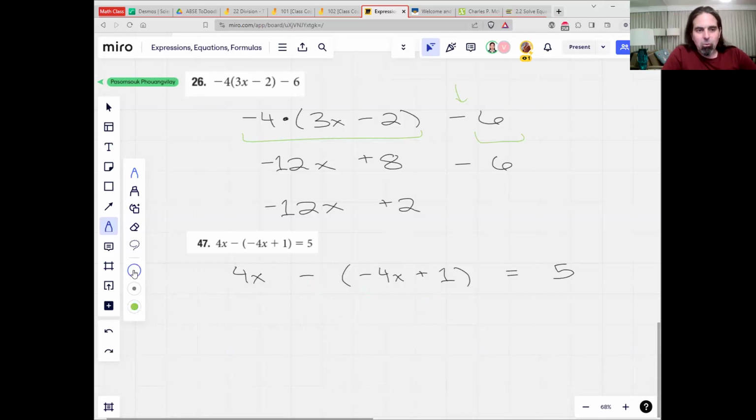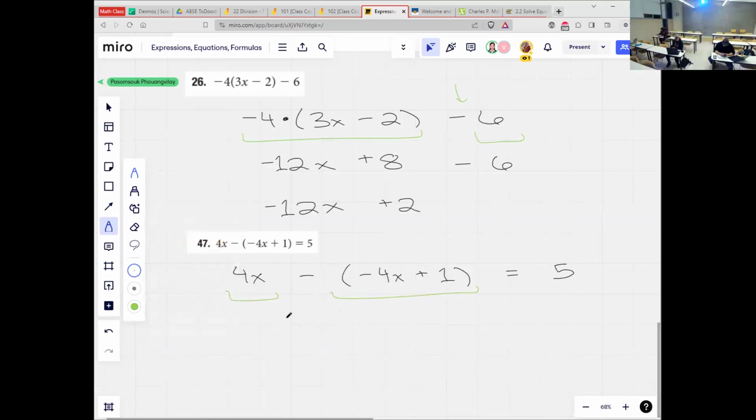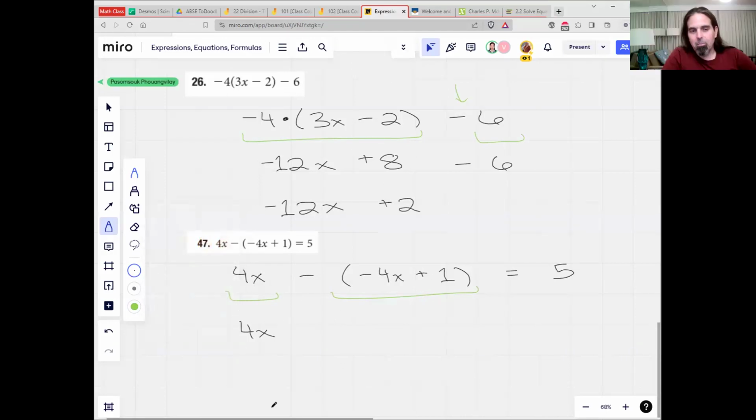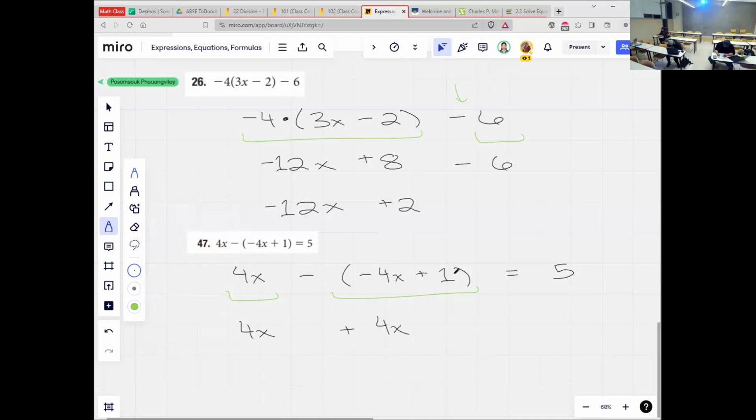Okay, it is still true that on this side, we have one term and another one. We can deal with them separately. The first one doesn't have anything happen. It's just a 4x. The second term has that -1 to both of these. So a -1 just makes things negative. So a negative times a -4x, that becomes positive. And a negative times the +1 becomes negative.